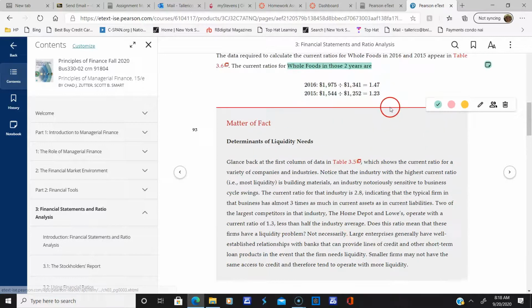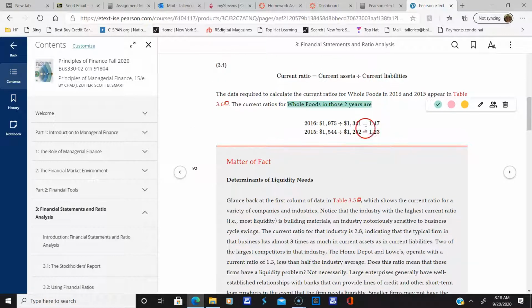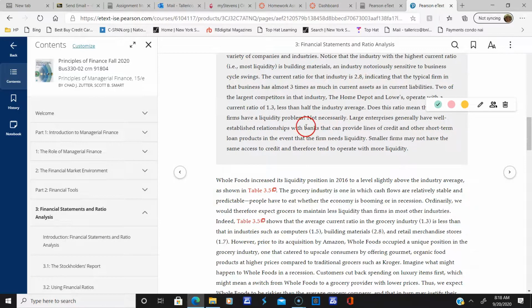If you look at these 2 years, you can see the current ratio went up from 2015 to 2016, and this reflects that they either have more current assets or fewer current liabilities. If this number got bigger, it could only get bigger in 2 ways: the current assets went up, or the current liabilities went down. So that has to be reflected in that.